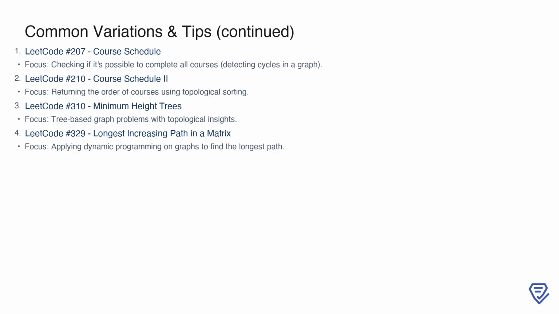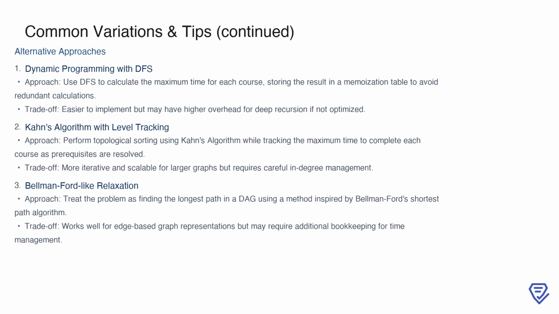LeetCode number 310, Minimum Height Trees, shifts the focus to tree-based graph problems but still incorporates topological insights. Finally, LeetCode number 329, Longest Increasing Path in a Matrix, is a great example of applying dynamic programming to graph problems, as it involves finding the longest path in a matrix represented as a graph. Practicing these problems will solidify your understanding of key techniques like cycle detection, topological sorting, and dynamic programming in graph-based scenarios. There are also alternative approaches to solving this problem, each with its own advantages and trade-offs.